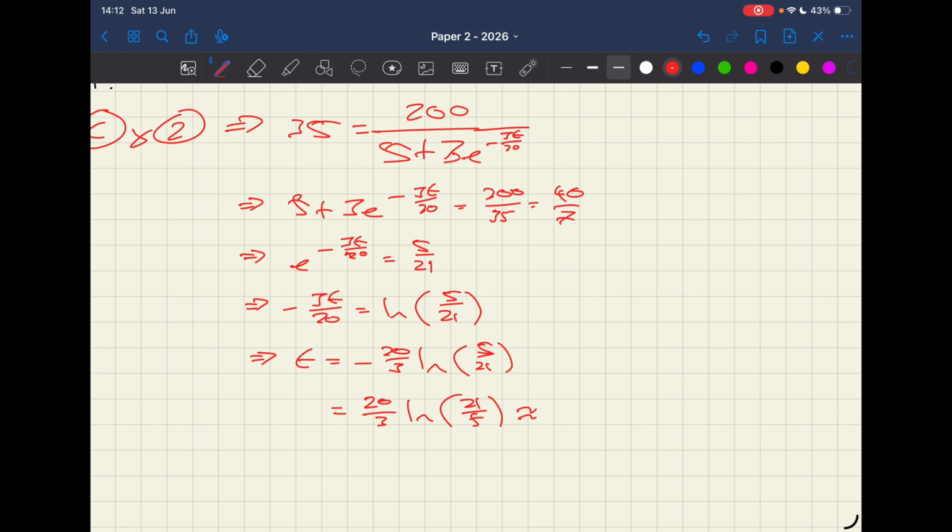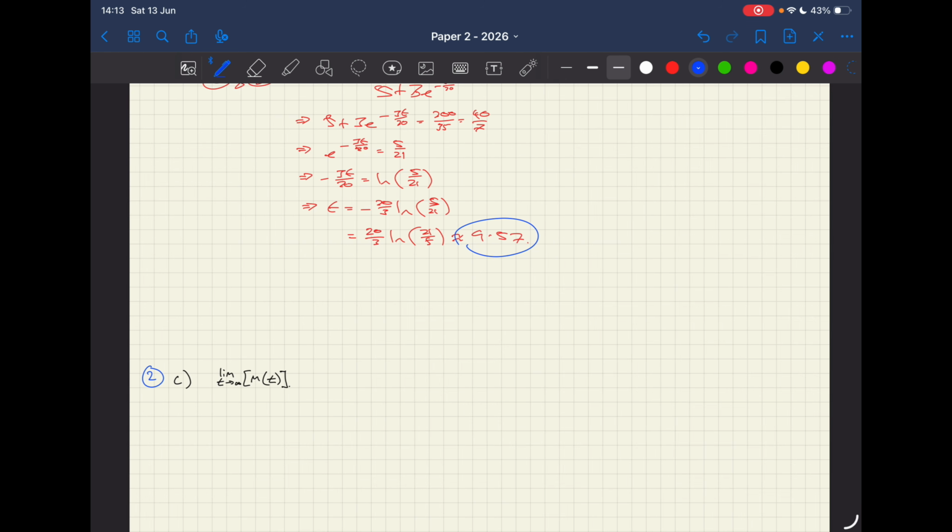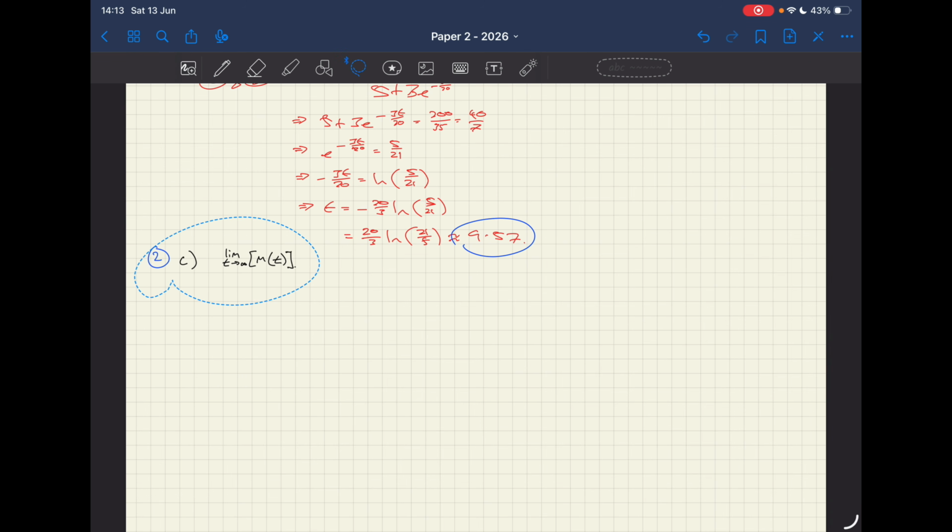Lovely. That gives an approximate value, if we double check that, 20 on 3, natural log of 21 on 5. Is that good? That is good. 9.57. Lovely jubbly. Let's keep going. What's that, number 9? Oh, we've got one more to do, actually.